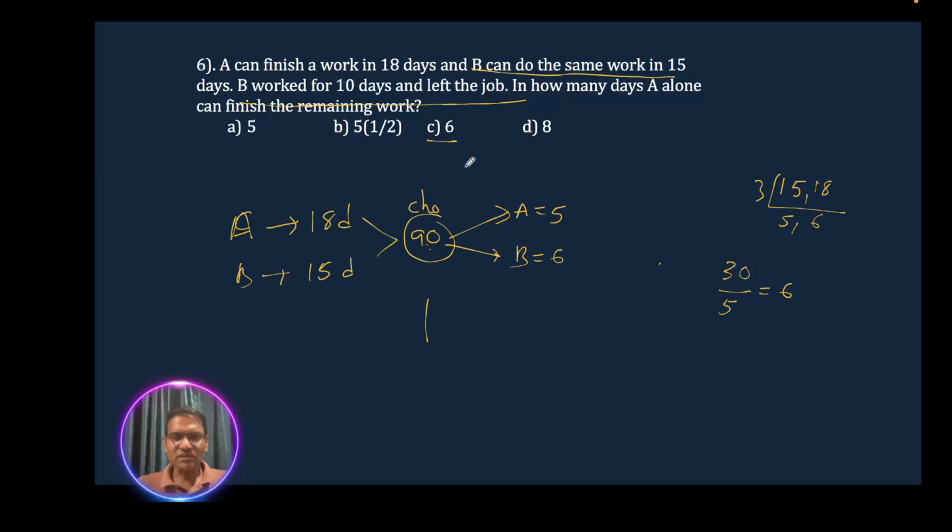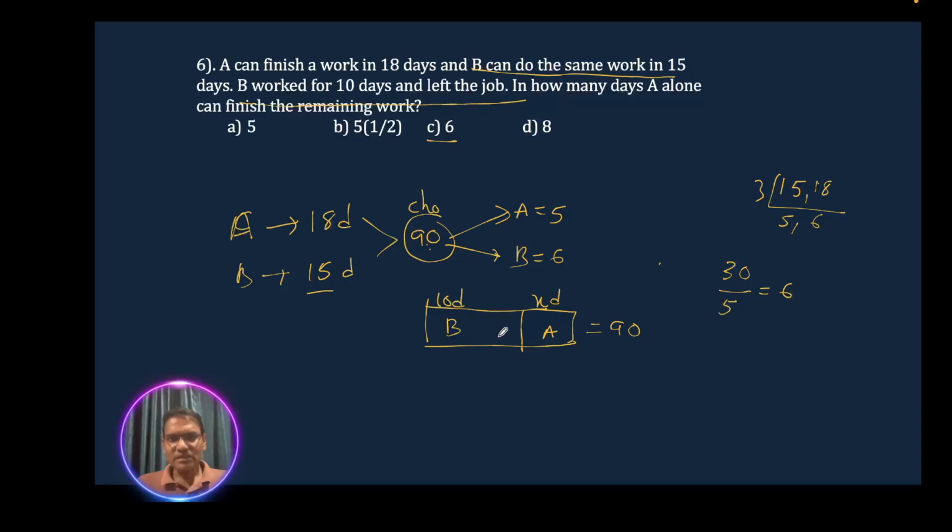Now 6 is the actual answer, but for convenience I take that information into a graphical method. This is the work, that is 90 chocolates to eat. Initially B worked for 10 days and left the job. Maybe B can do the entire work in 15 days, but he did only 10 days, means this much part he completed in 10 days. This is the remaining part of the work. In how many days can A alone finish the remaining work? A alone can finish the remaining work in some X days.